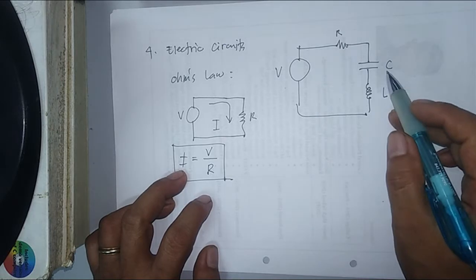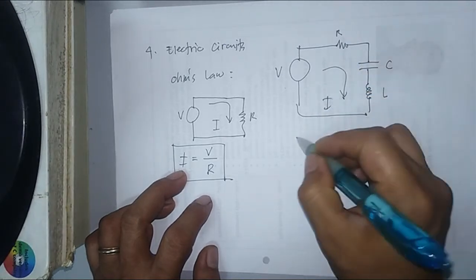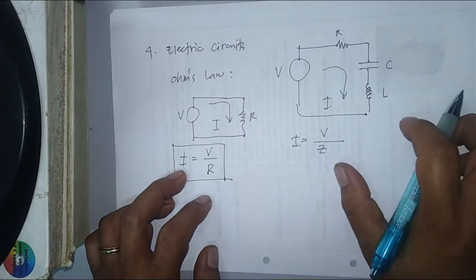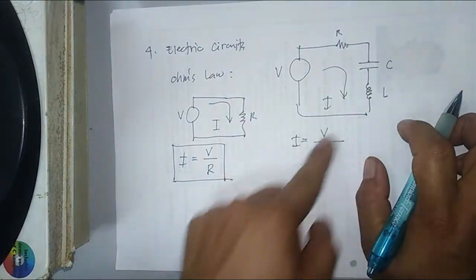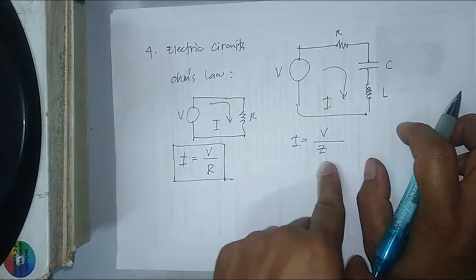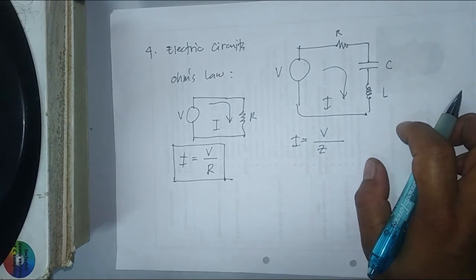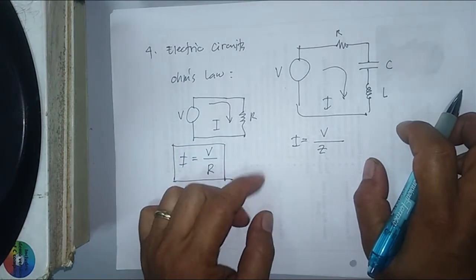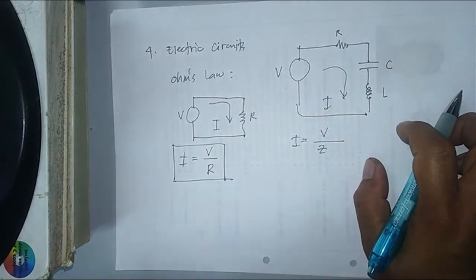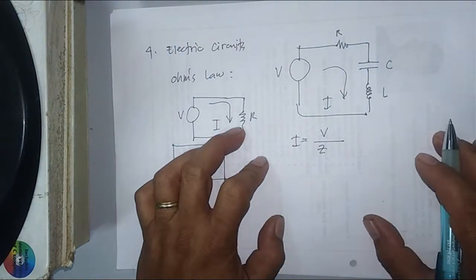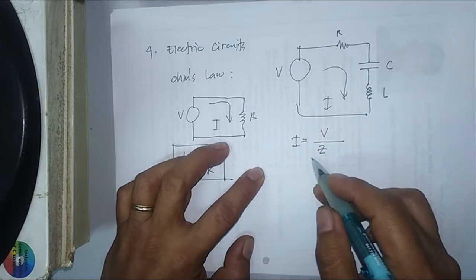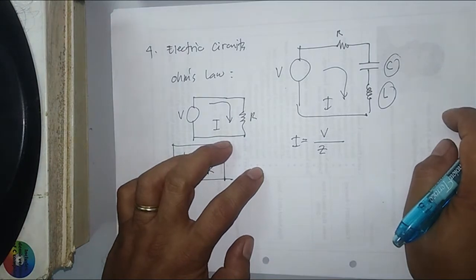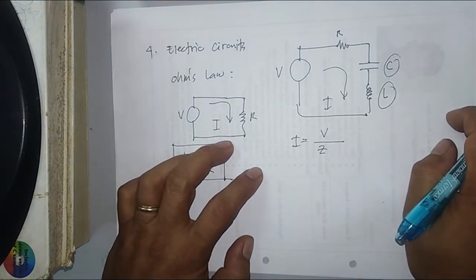Now, the total current that will flow on this circuit is equal to the voltage source divided by the total impedance Z. So impedance is actually synonymous to your resistance. Impedance impedes the flow of current. In this case, resistance resists the flow of current. So if you are impeding the flow of current, you are actually resisting the flow of current. Now, take note of this. And this C and L will be represented by a complex number later on.